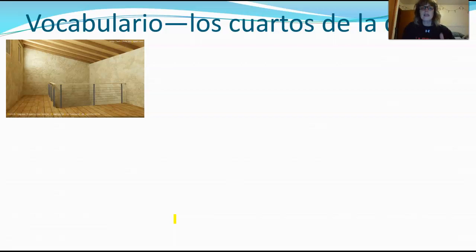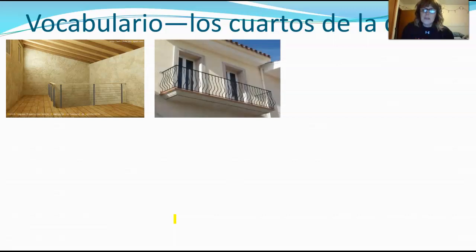El altillo. El altillo es la parte alta de la casa. Right? You see the word alto, alta in there. So, altillo, el altillo. En mi casa no hay altillo. Esto es el balcón. Repitan el balcón. En mi casa no hay balcón tampoco. No hay altillo. No hay balcón. En sus casas posiblemente ustedes tienen balcones y altillos.